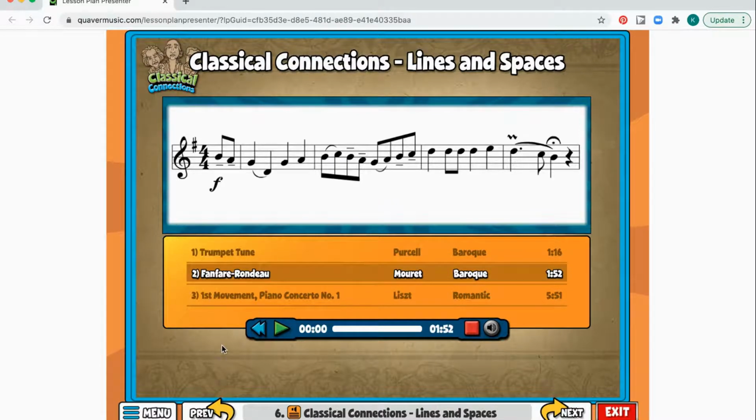The next song we have is Fanfare Rondeau. Both of these songs are part of the Baroque period. The first song, Trumpet Tune, was written by Purcell, and Fanfare Rondeau is written by Moret. So, again, we are going to trace the melody with our pointer and with our finger. So, here we go.